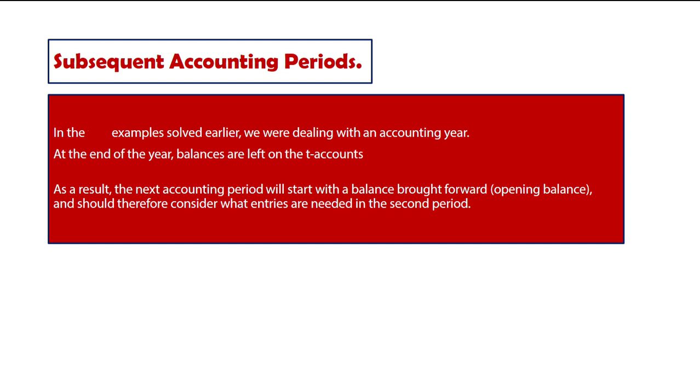Subsequent accounting period. In the examples that we have solved earlier, we were dealing with an accounting year. Now at the end of the year, balances were left on the T account. As a result, the next accounting period will start with a balance brought forward, which is the opening balance, that is the closing balance in the previous year, and we should therefore consider what entries are needed in the second period.